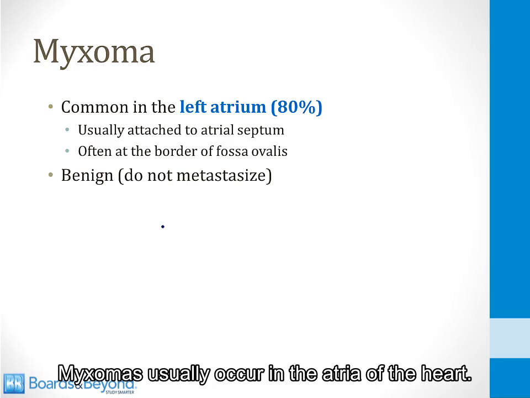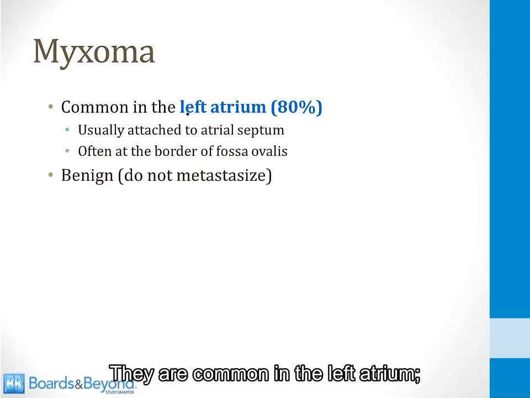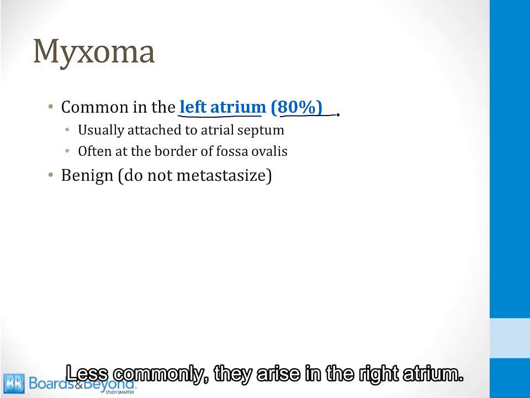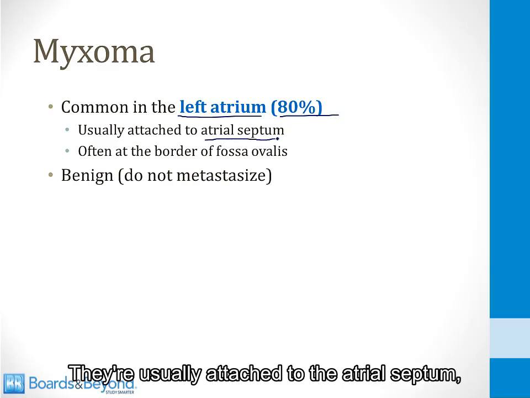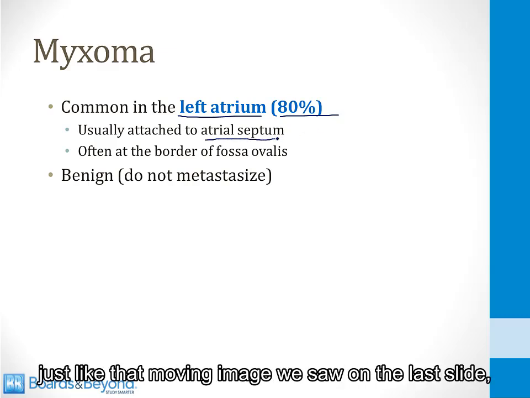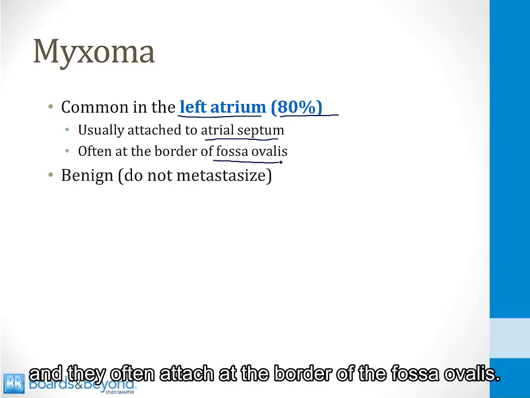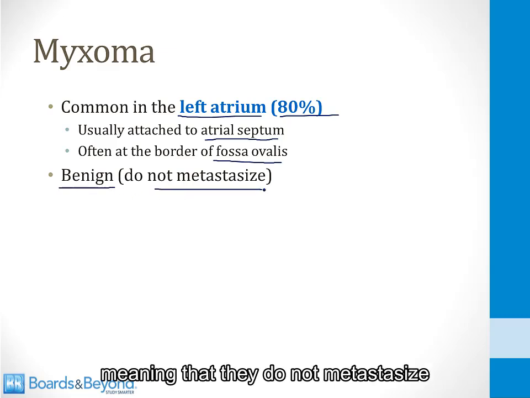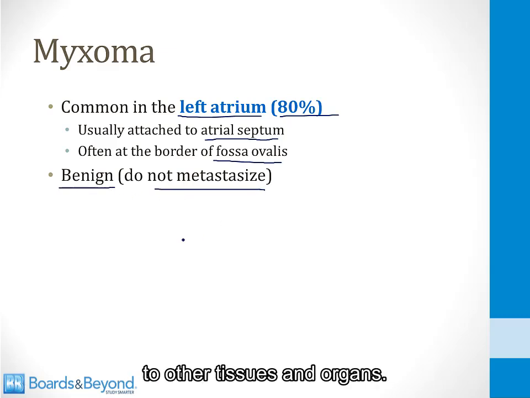Myxomas usually occur in the atria of the heart. They are common in the left atrium. About 80% of myxomas occur in the left atrium. Less commonly, they arise in the right atrium. They are usually attached to the atrial septum, just like that moving image we saw in the last slide, and they often attach at the border of the fossa ovalis. And myxomas are benign tumors, meaning that they do not metastasize to other tissues and organs.